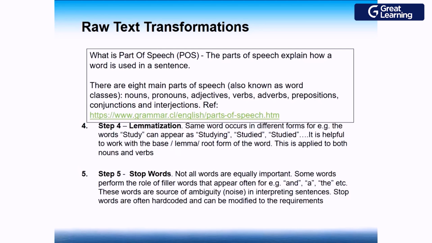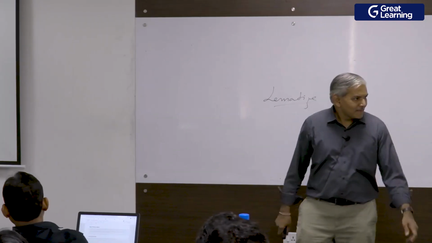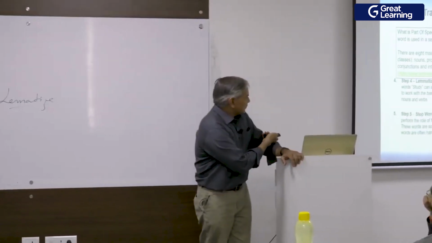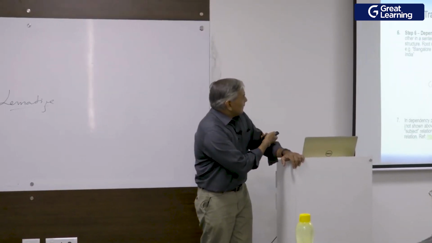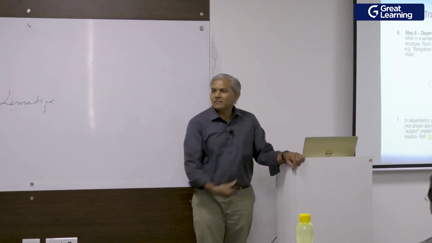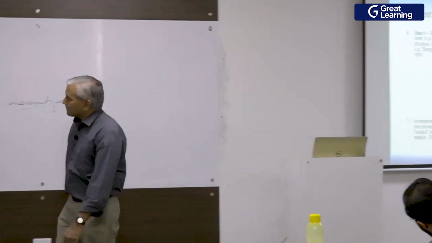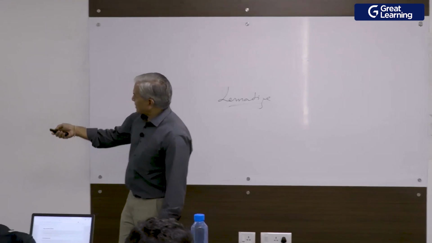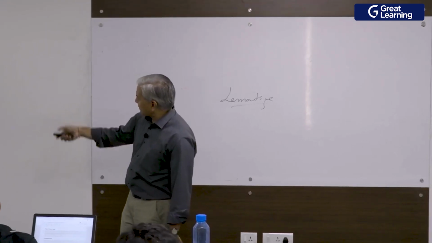But please visit this site. If you don't know what part of speech is, if you're like me in English grammar, maybe you should visit this site. It'll tell you about all these things. Then we saw lemmatization, we saw stop words. Dependency parsing is another step which I'm right now not demonstrating. Dependency parsing creates a relationship between the words. Suppose the sentence is Bangalore is capital of Karnataka.